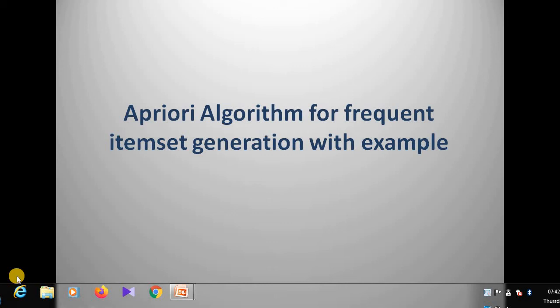We have already discussed the Apriori algorithm. Now let me get into the algorithm with an example. Step by step, we will be discussing what the algorithm is, what the steps of the algorithm are, what they mean, and with an example. So the first step of the Apriori algorithm is frequent itemset generation. So let's get into it.